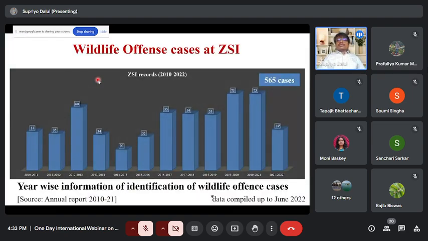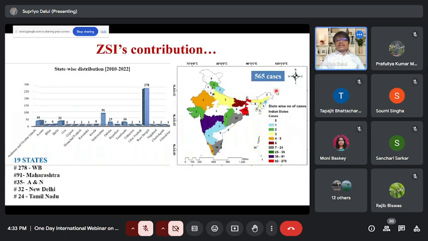These are the cases that we have received till 2022, about 565 cases in ZSI. And these are the numbers of cases we received from different states. You can see that the most cases are received from West Bengal. This is probably because we have our headquarters in West Bengal, so most of the cases are received here in Kolkata. Then second is Maharashtra, then Andaman and Nicobar, New Delhi, and Tamil Nadu.